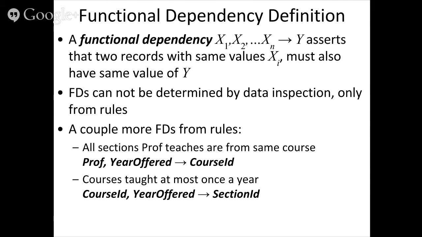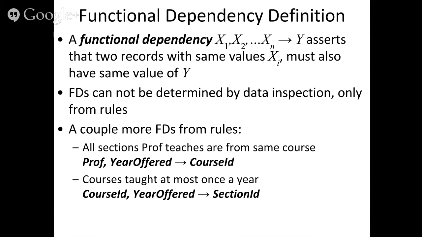There's a couple more dependencies. So the other way around: if you know the year and the course, you know the professor. But the other way around is true too: if you know the professor and the year, you know the course. Obviously. If you know the course and the year offered, then you know the section. So these are all dependencies.